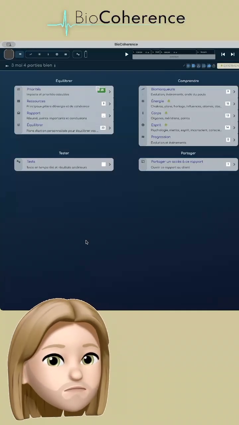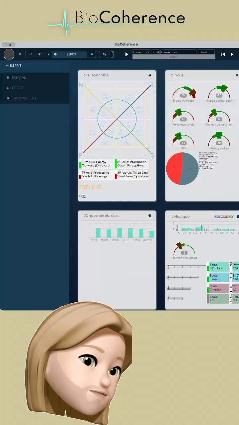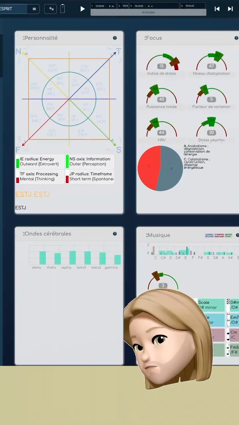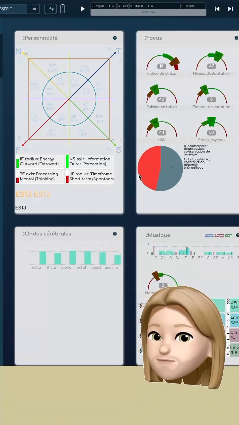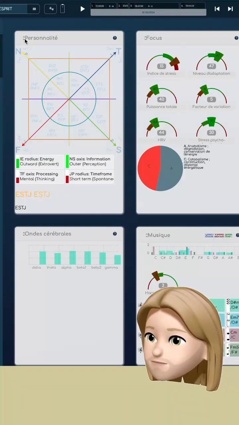We'll now take a look in the spirits section at everything we've got and do a general overview. We'll start with personality. Personality is the Jung types. These are calculated with 4 axes.